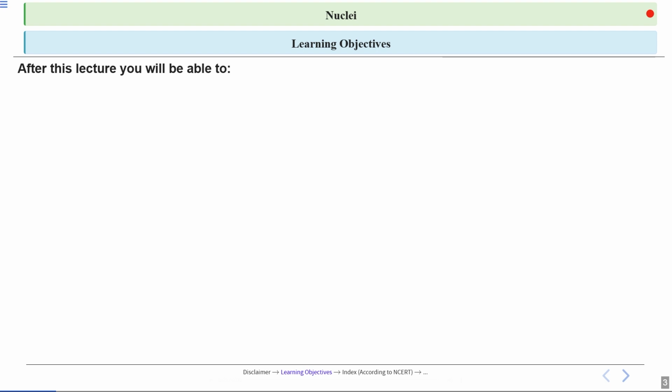Today we are focusing on nuclei and what happens during radioactive decay. By the end of this lecture, you will have a clear understanding of the different types of decay and how they affect atomic nuclei.